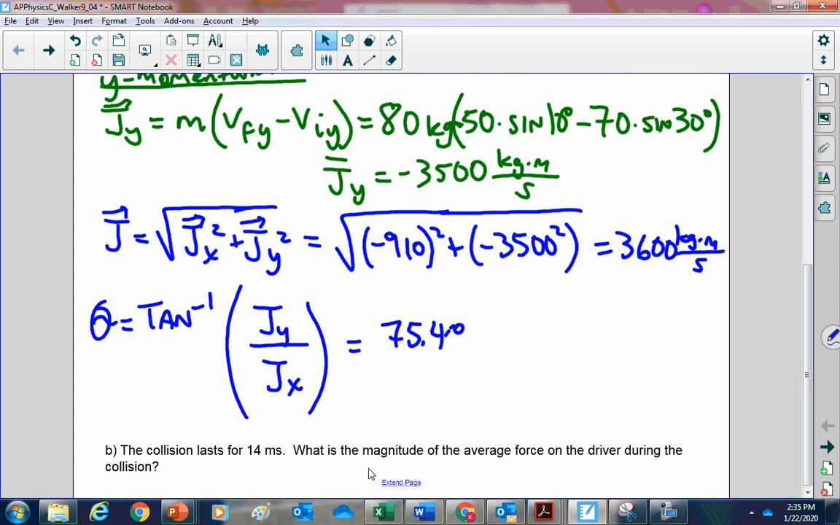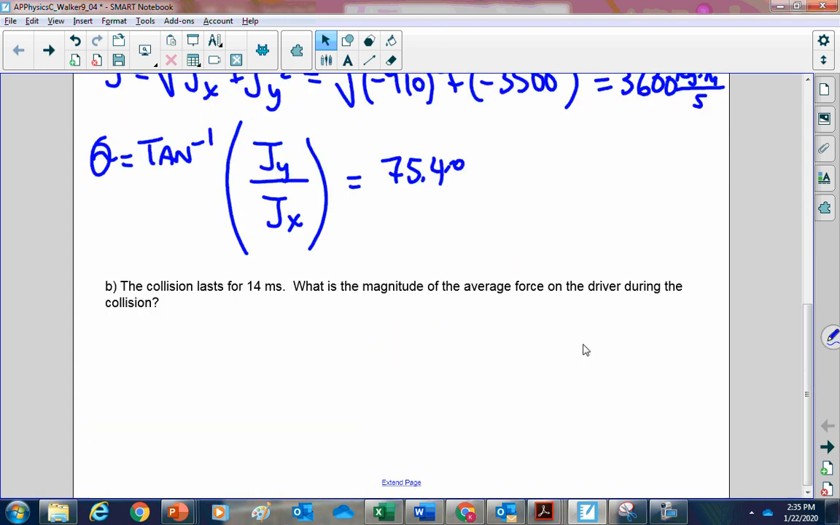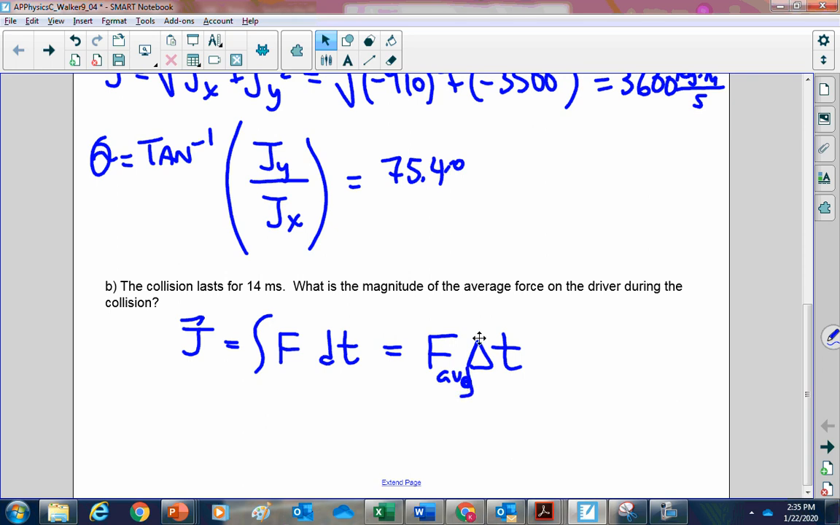And then finally, the part that you're going to need to know too for impulse and momentum is once you have the change in momentum, then we also know that the change in momentum is the integral of force with respect to time, or if you have a constant force, it is equal to force times change in time if the force is constant. So when they say average, if you have an average force, you can just use the constant number.